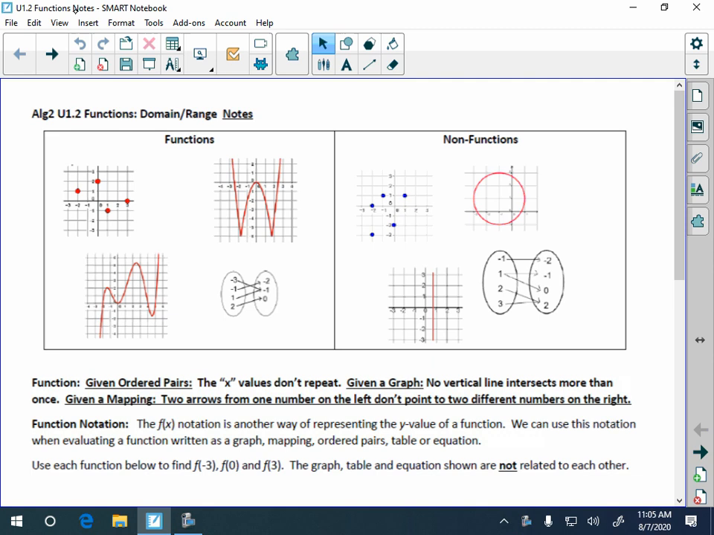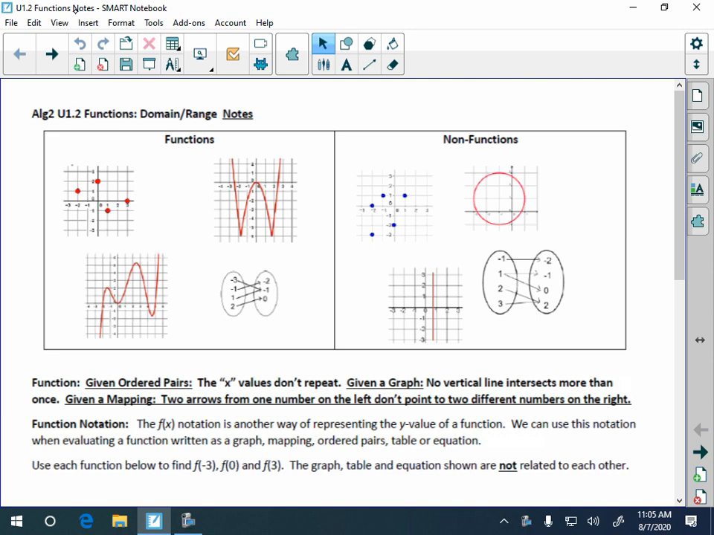So this is the second lesson, Unit 1.2, that we're going to talk about. Today we're going to look at functions and then domain and range also. And then we'll look at, again, some spiral review. All right, so functions and non-functions.